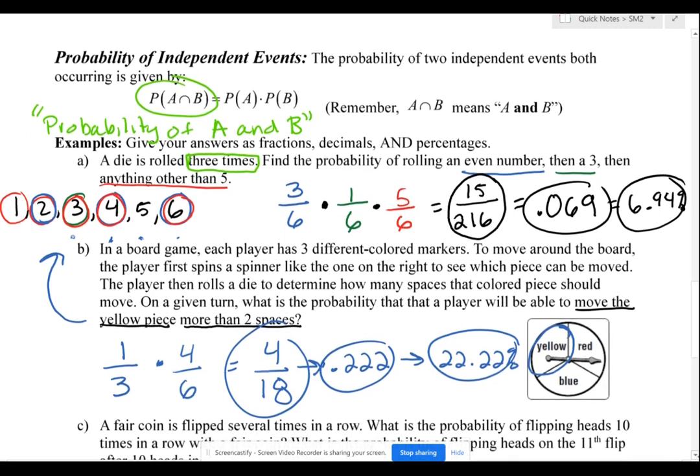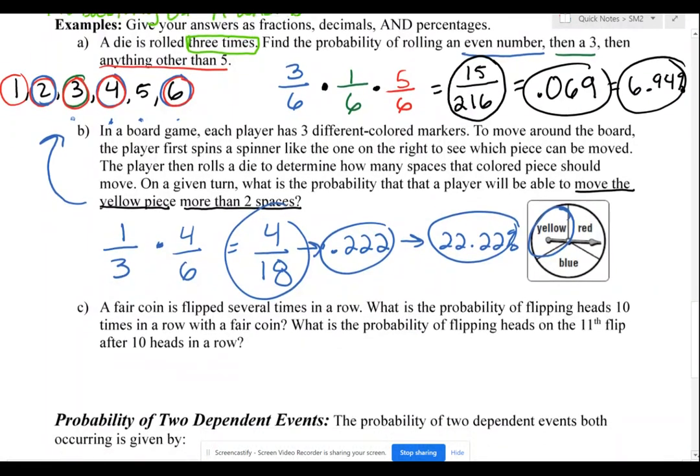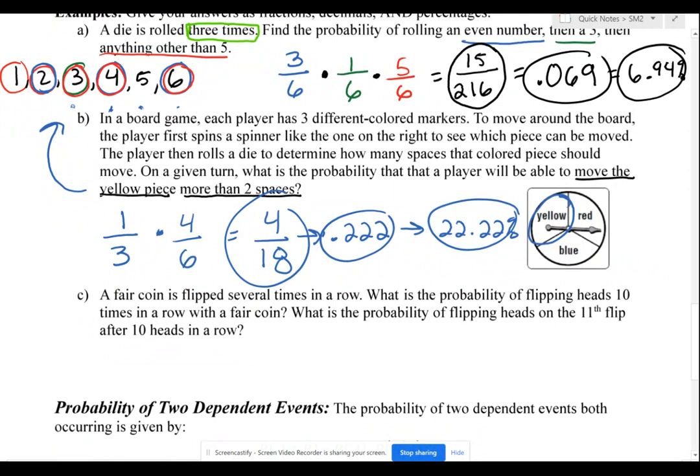Okay, this next one is going to make your brain think a little bit, and I want you to see if there's an easy way to do this. If not, do it the long way. It says a fair coin is flipped several times in a row. What is the probability of flipping heads 10 times in a row with a fair coin? Then it says, what is the probability of flipping heads on the 11th flip after 10 heads in a row? So that's kind of two questions.